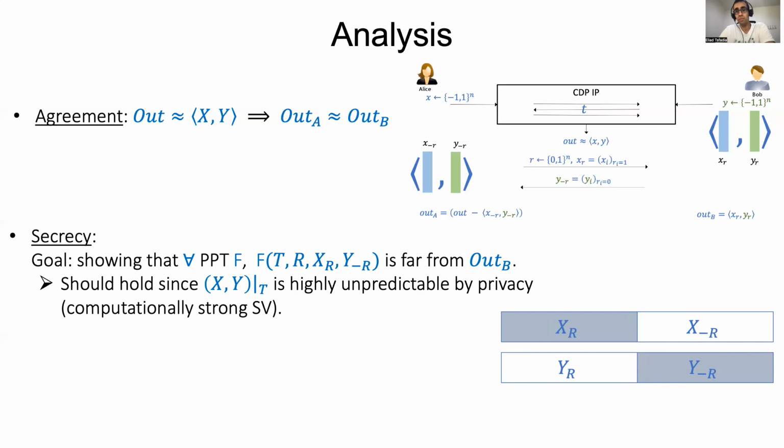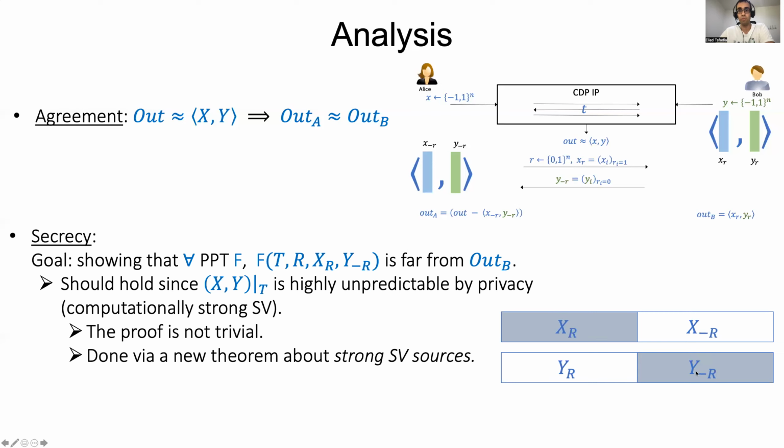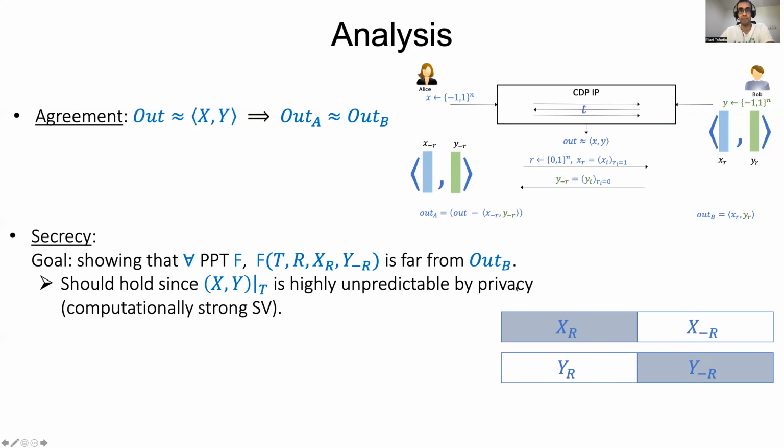Intuitively, this should hold since XR conditioned on the transcript is highly unpredictable by privacy. Namely, it is a computationally strong SV source. Therefore, if the observer F only sees this XR and this Y minus R, we somehow want to claim that it cannot predict the inner product of this part and of that part. This, however, is not true in general.